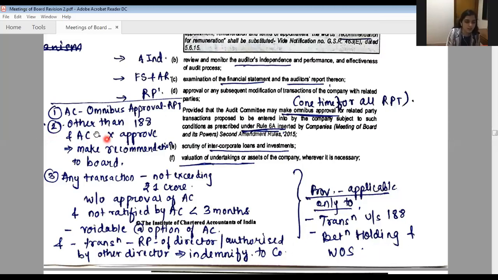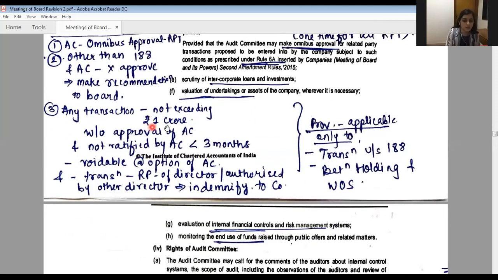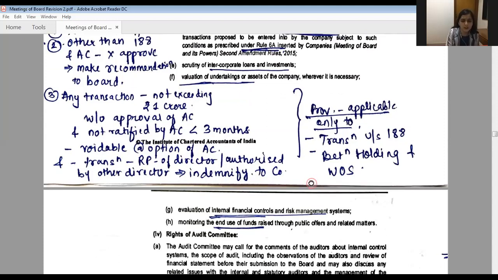Now, in case the transaction is other than under section 188 and the audit committee does not approve, then it shall make a recommendation to the board. Then any transaction not exceeding rupees 1 crore without the approval of the audit committee and not ratified by the audit committee within 3 months shall be voidable at the option of the audit committee, and the transactions with the related party of a director or authorized by the other director shall be indemnified to the company. That is, the director who has entered the transaction with the related party shall indemnify the company.